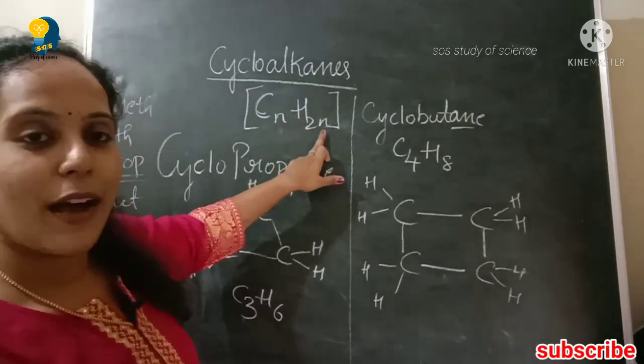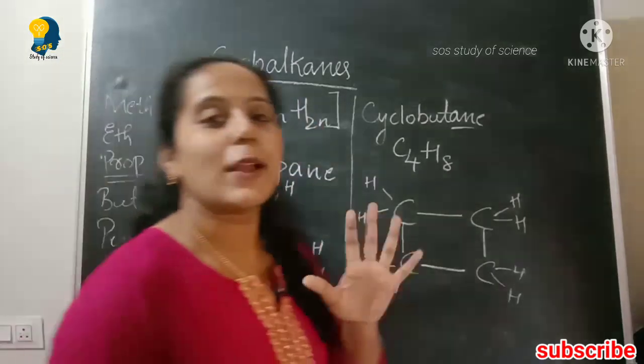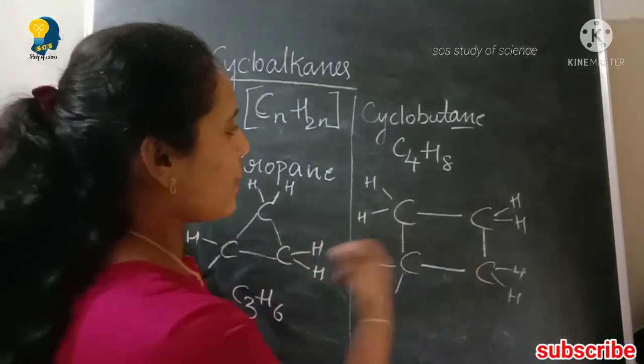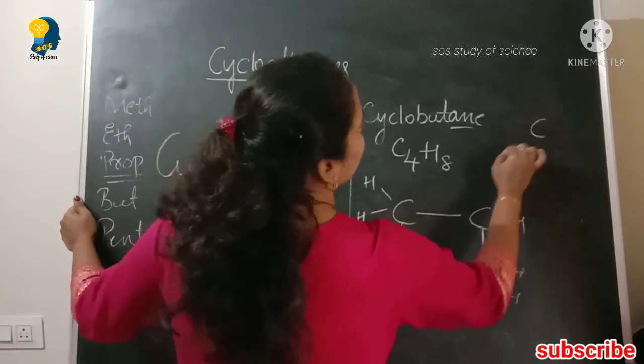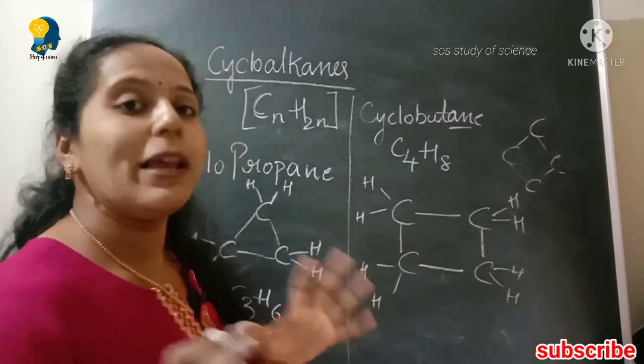C5H10 is cyclopentane. C6H12 is cyclohexane. It should be written in the closed structure. You can write this in another way, guys. You can also arrange the carbon in this way, and in this way also you can arrange. But it should be a closed structure.